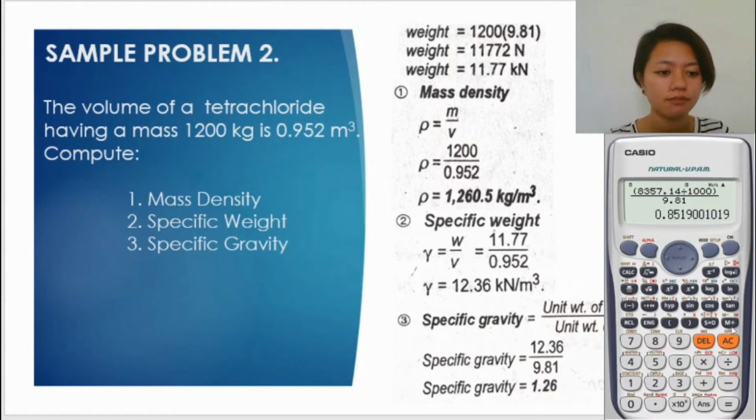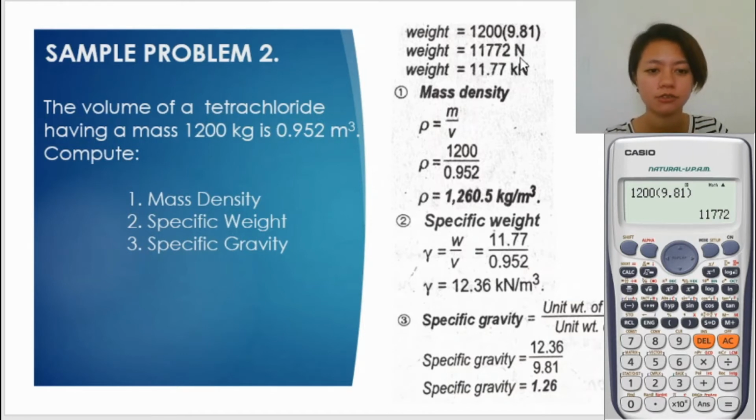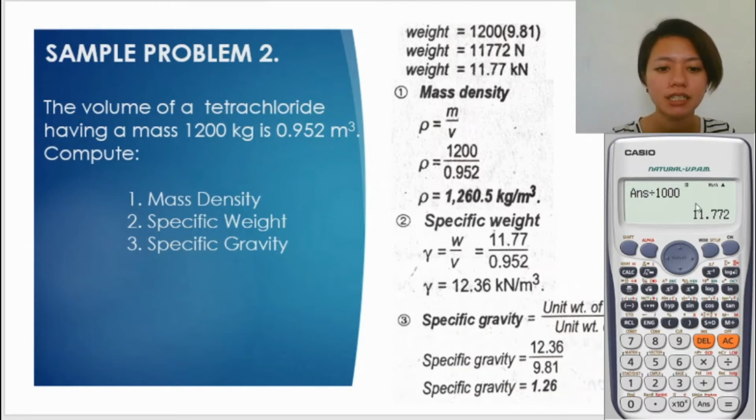So we have 1,200 times 9.81, so we have 11,772 Newton. Then, converting to kilonewton, divided by 1,000, we have 11.772 kilonewton or 11.77.